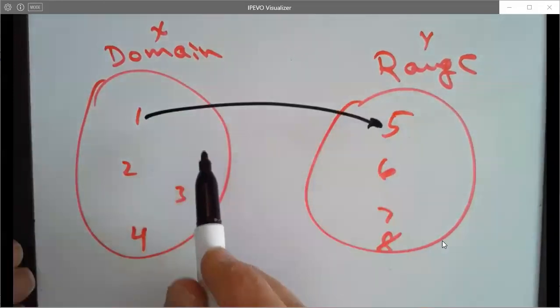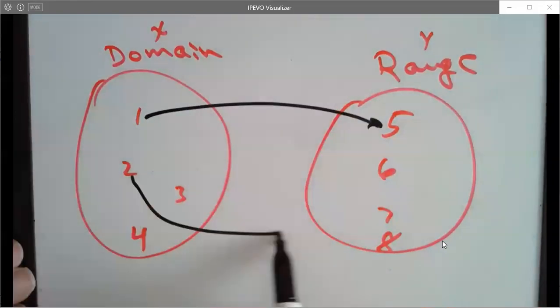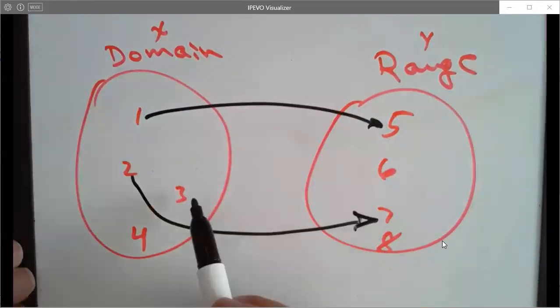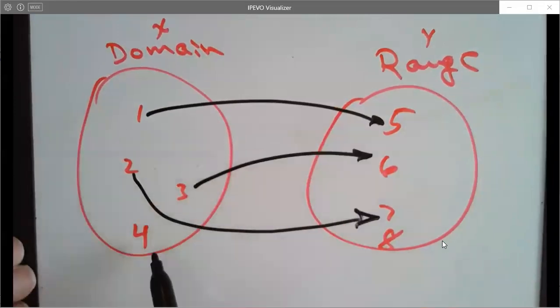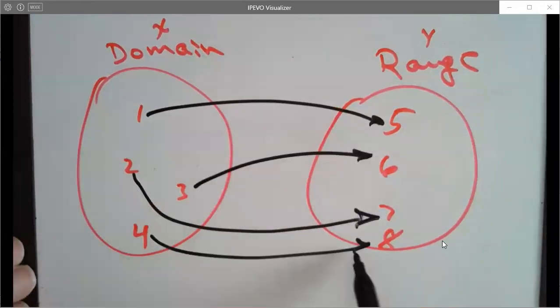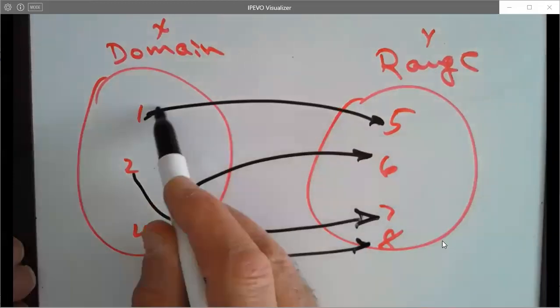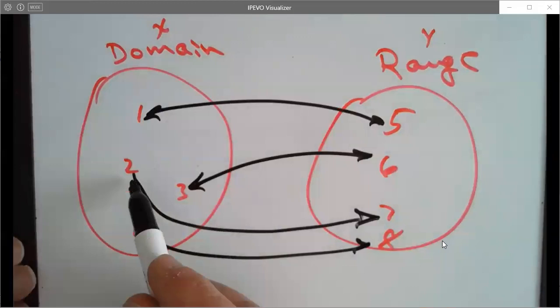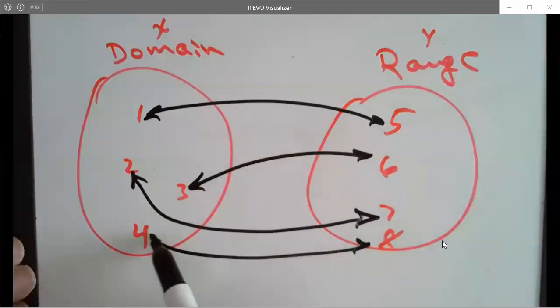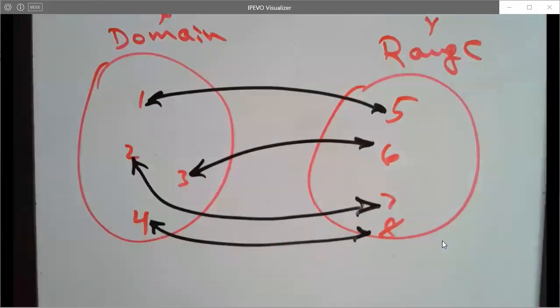The 2 only has the 7. The 3 only has the 6. And the 4 only has the 8. The 5 only has a 1. The 6 only has a 3. The 7 only has a 2. And the 8 only has a 4. So we can say that not only is this a function, but it is one-to-one. Any questions with that?